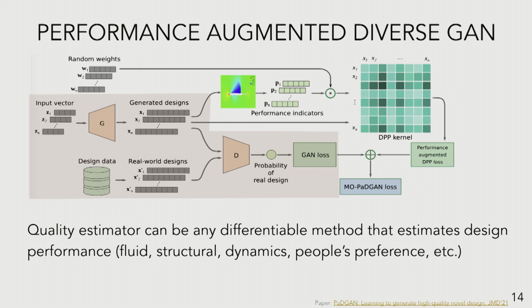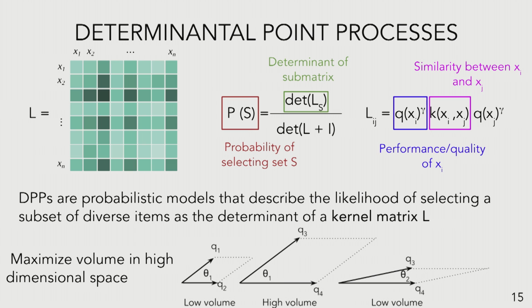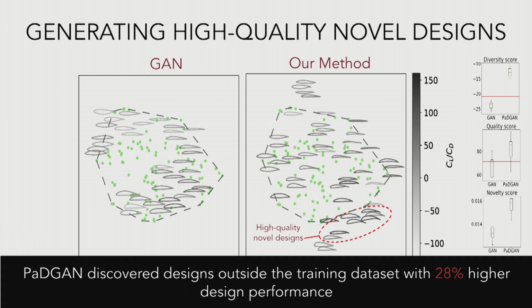along with combining with performance estimators. So in this case, the performance estimator is a CFD modeler. It could be a lot of other things, structural dynamics, people's preference, and so on. So with that, once we can combine these models, again, I'll not go into all the details, the initial result was very promising. We could find designs that were outside the training data.